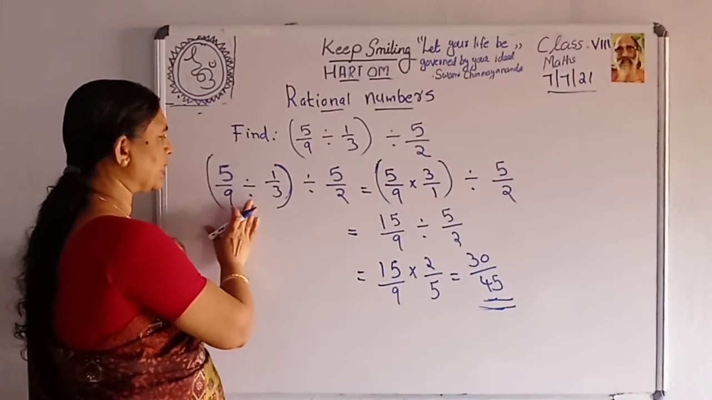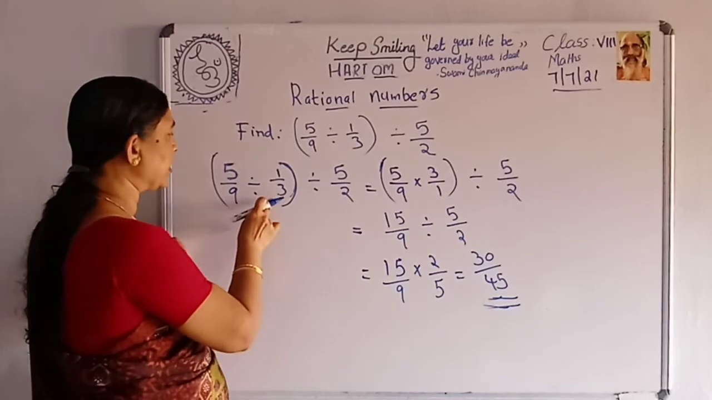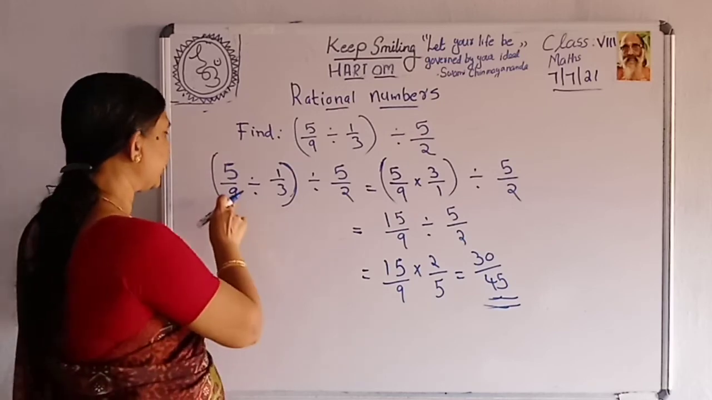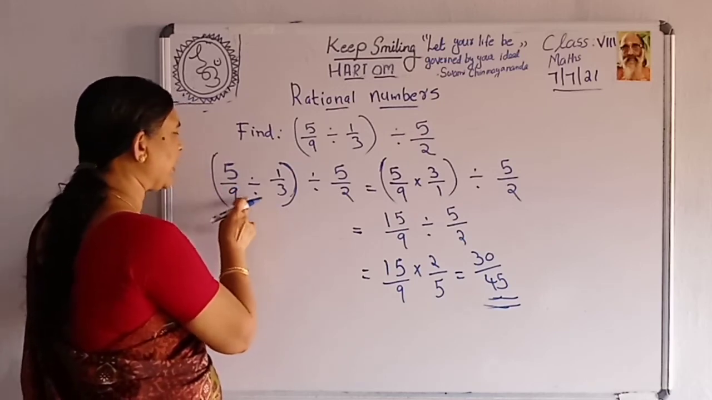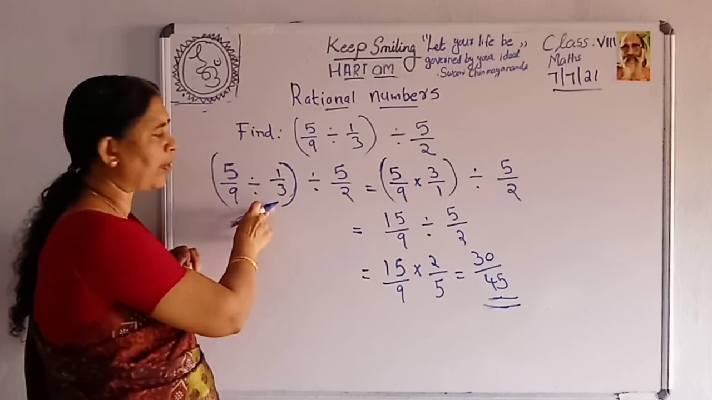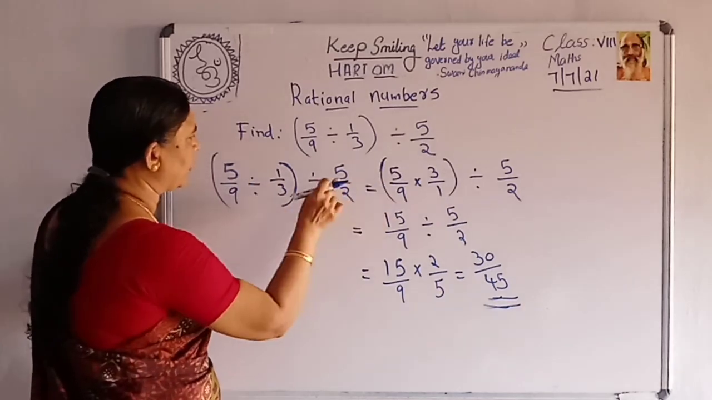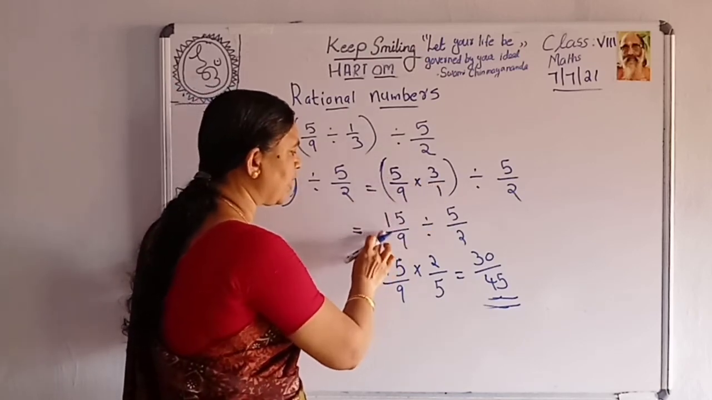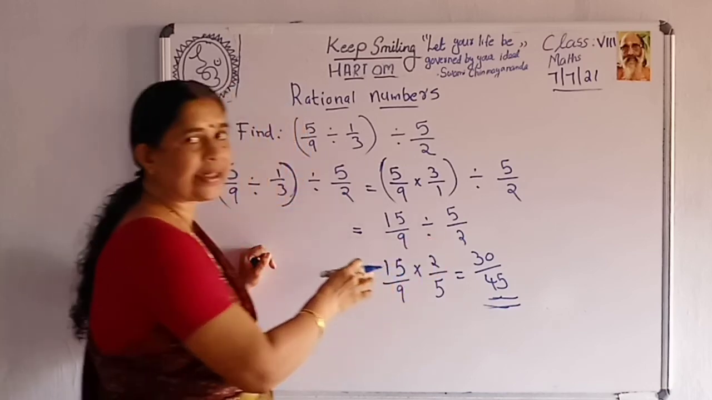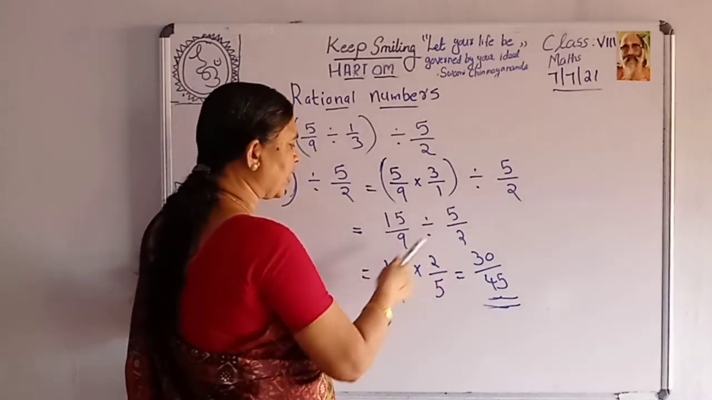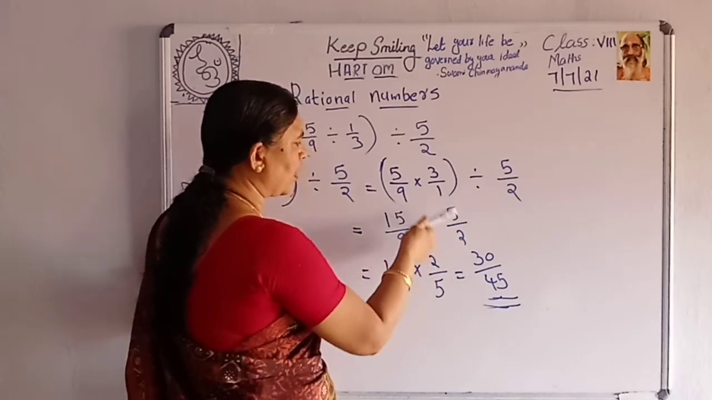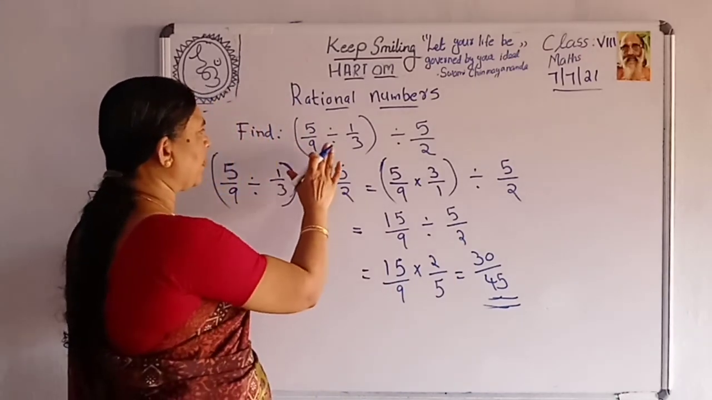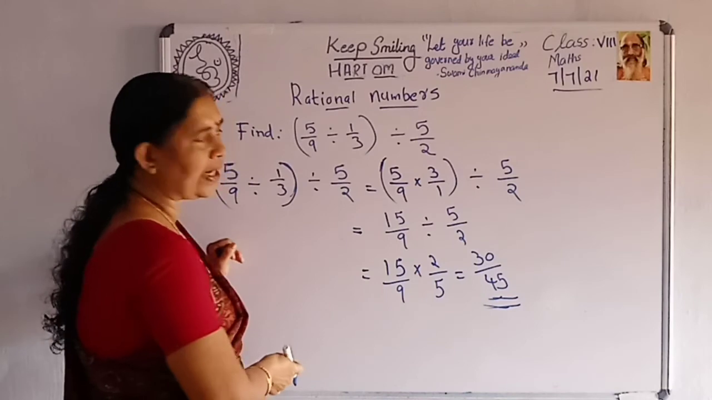Therefore, to divide a rational number by another rational number, what do we do? We have to take the reciprocal of the divisor. You remember, not the dividend, we take the reciprocal of the divisor. So here 5 by 9 divided by 1 by 3 is 5 by 9 into the reciprocal of 1 by 3. Remember it. The reciprocal of 1 by 3 is 3 by 1. Then 5 by 9 into 3 by 1 divided by 5 by 2. Then 5 by 9 into 3 by 1 is 15 by 9 divided by 5 by 2. Again we take the reciprocal of this 5 by 2. That is 15 by 9 into the reciprocal of 5 by 2, which is 2 by 5. That is 30 by 45. So what is the answer? 5 by 9 divided by 1 by 3 divided by 5 by 2 is equal to 30 by 45.